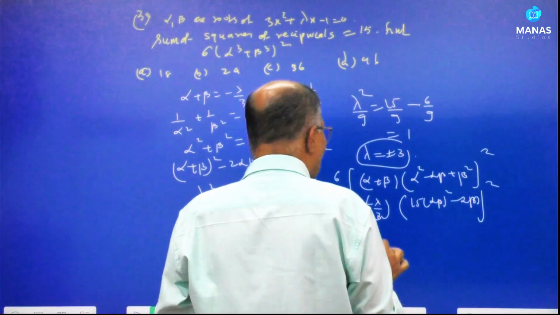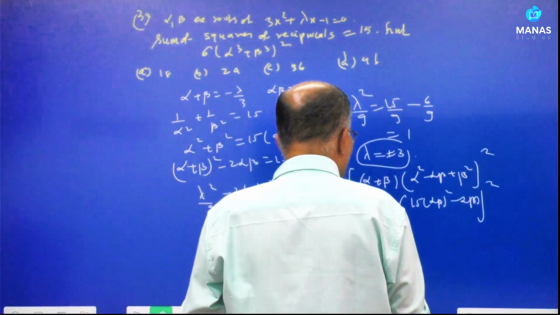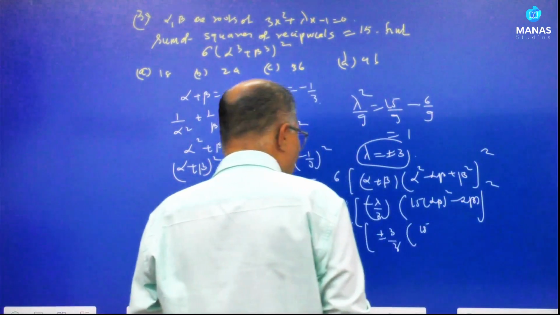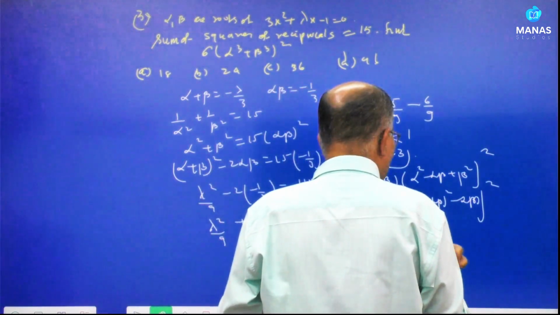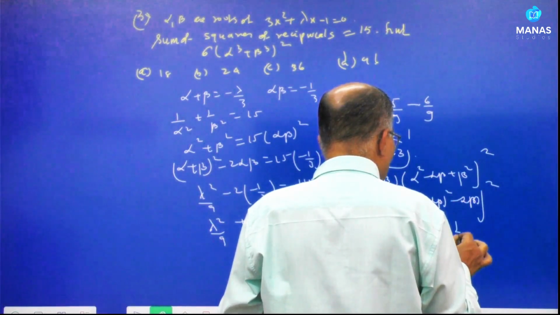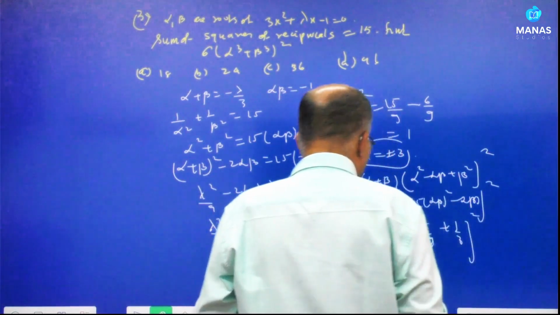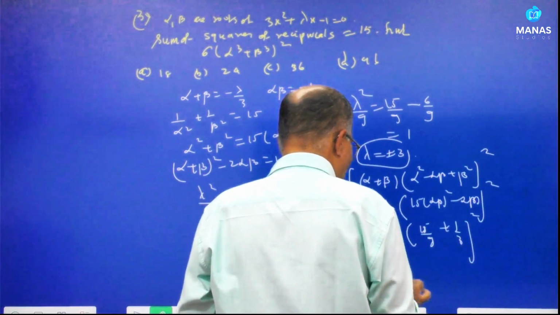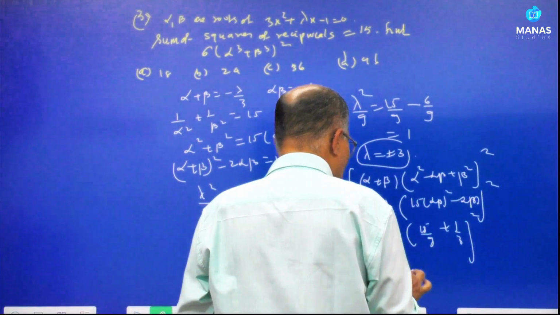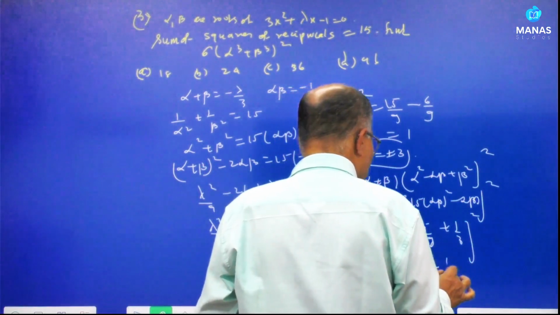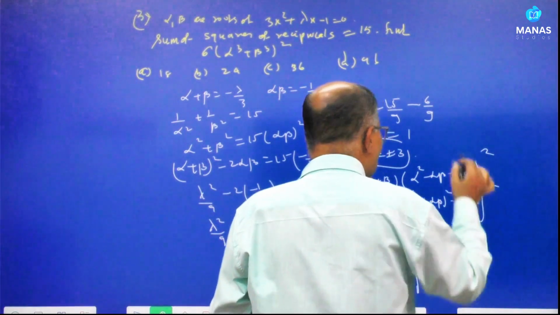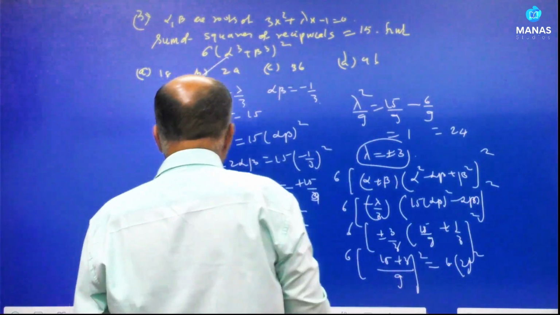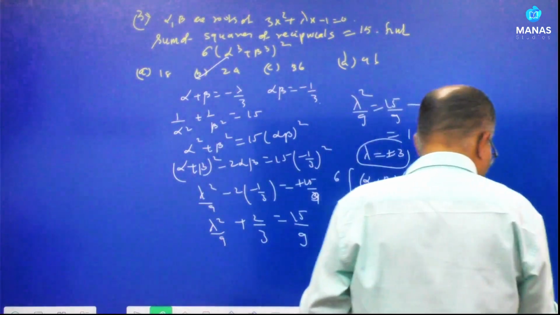6 times, lambda is plus or minus 3. So plus or minus 3 divided by 3, 15 times alpha beta is minus 1 by 3, 1 by 9 minus of 1 by 3, then whole square. That is 6 times (15 by 9 plus 1 by 3), 9 outside, (15 plus 3) whole square. That is 6 times 2 square, which is equal to 24. The answer is 24. Now we will move to the next question.